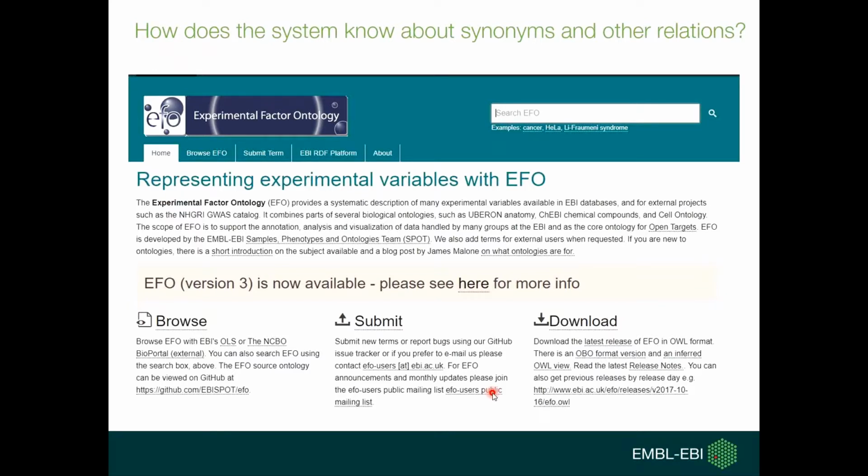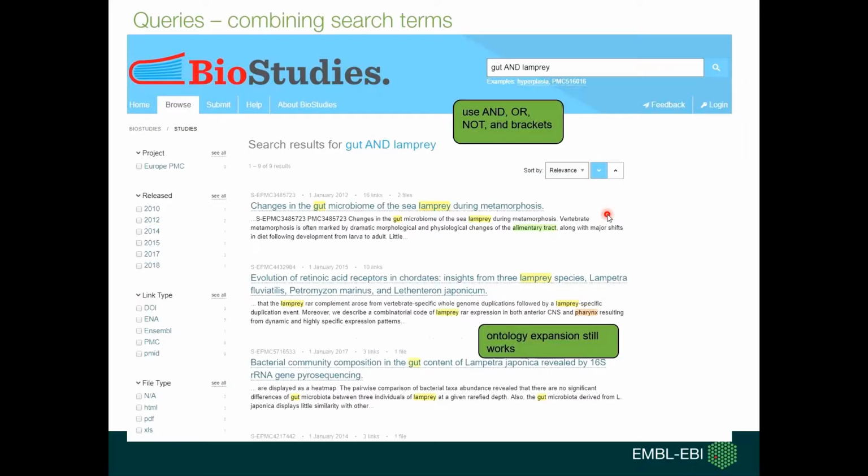So we rely on the experimental factor ontology, which is another project at EBI that aims to provide a systematic description of experimental variables. For example, biological sample characteristics, and so on. So please go to EFO to find more information.